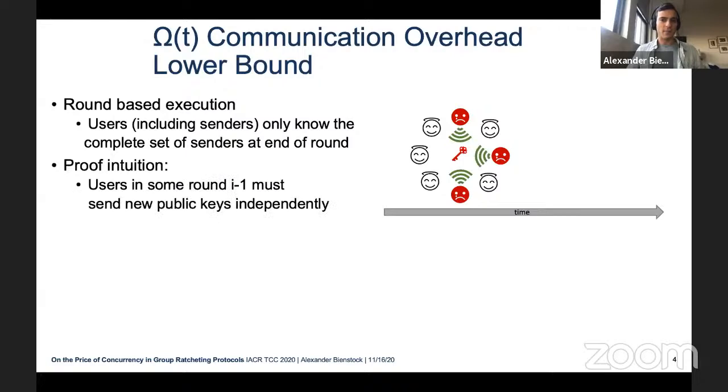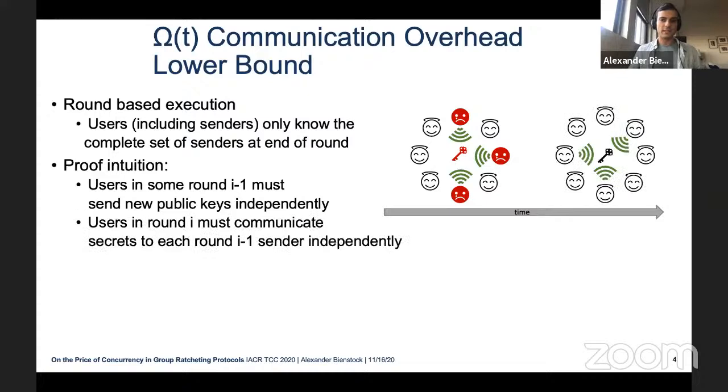First, in some round i minus one, T exposed users must independently communicate new public keys for themselves. And this must be done independently, since again, they don't know who else is sending in the round and could in fact be the only one. And moreover, this is all they can do since they don't know who else may be compromised at the time, and thus any other public key which they might encrypt secrets to may not be secure. Then the senders in round i must separately communicate secrets to the round i minus one senders because they don't know who the other round i senders are and thus can't coordinate with them to reduce communication. And again, could in fact be the only sender.